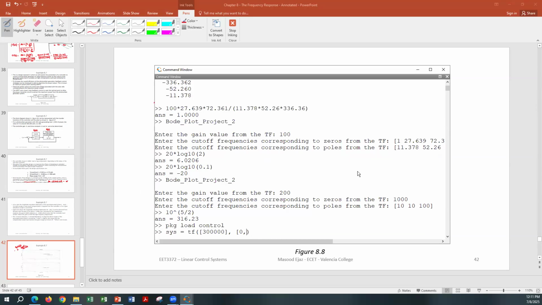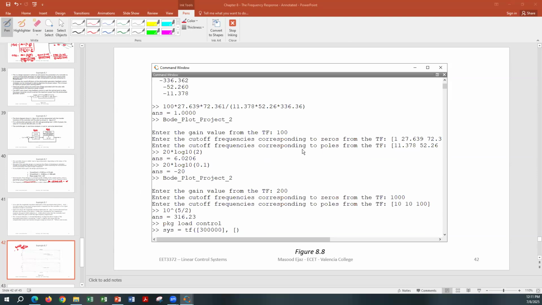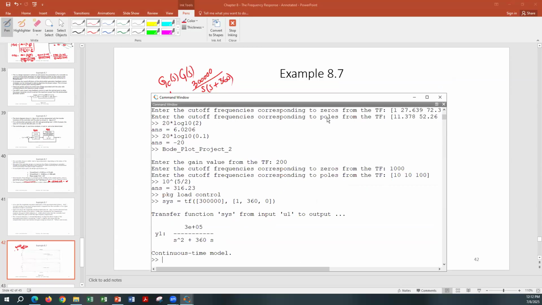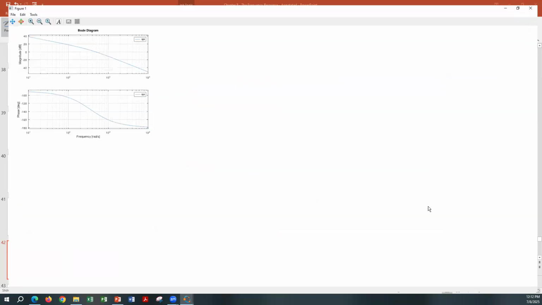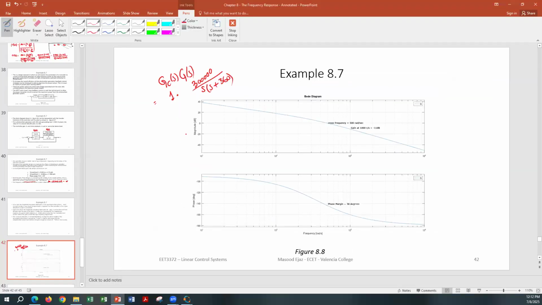No, I have to get the polynomial. So s squared plus 360. So s squared, 1, 360, 1, 0. S squared plus 360, yes. And then we do the Bode of the system. That's the Bode plot. And I'm assuming this is the same as what I have here.